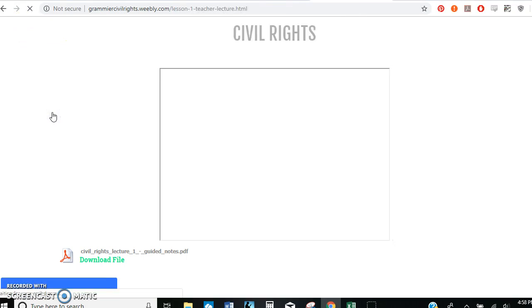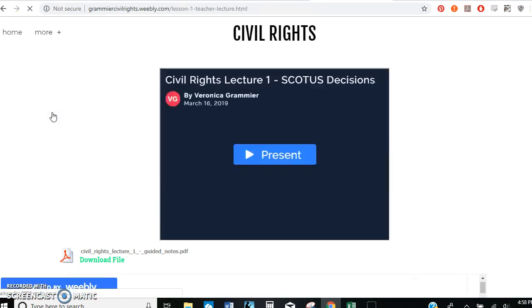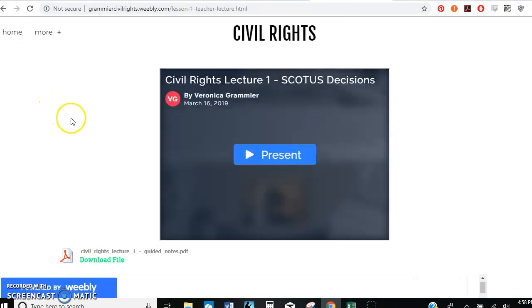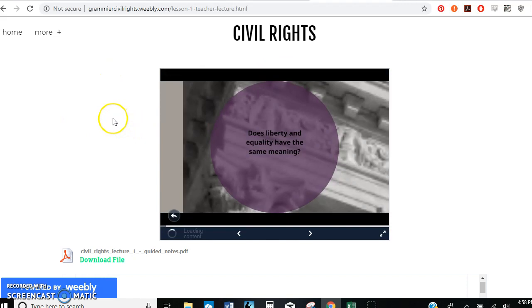So going to lecture 1. Lecture 1 is going to be focused on the Supreme Court of the United States decisions, otherwise known as SCOTUS. The most important part of the SCOTUS decisions is what the courts were asking themselves during each one of these cases, and that is, does liberty and equality have the same meaning?